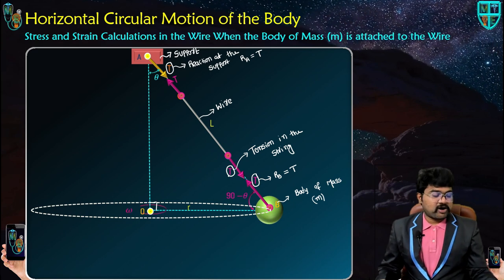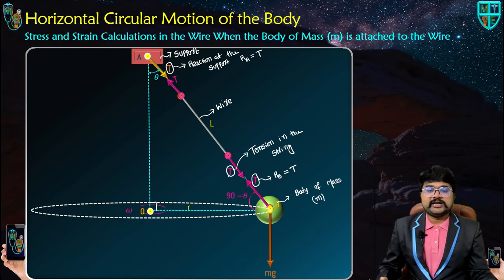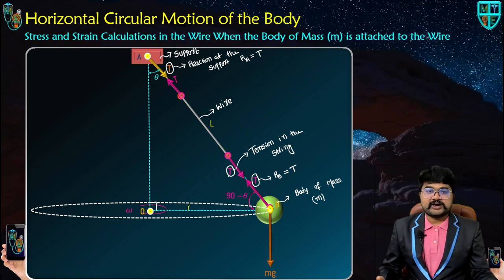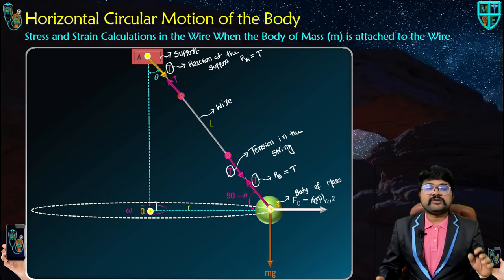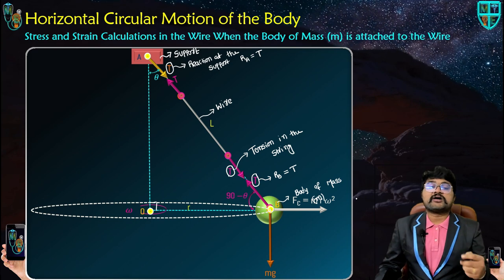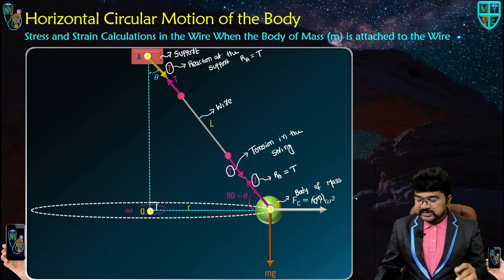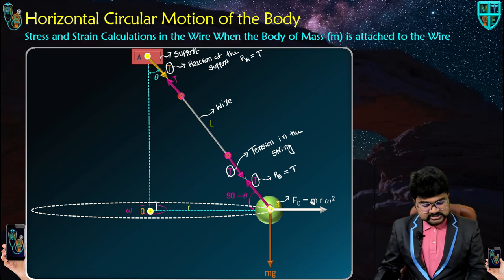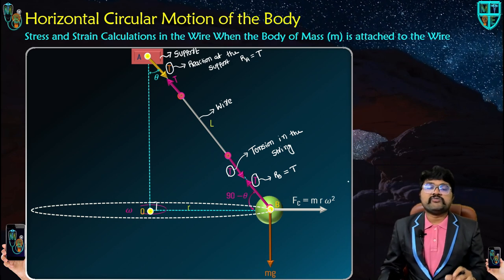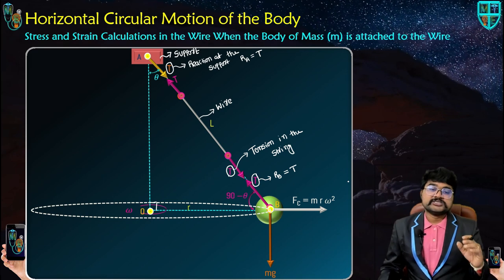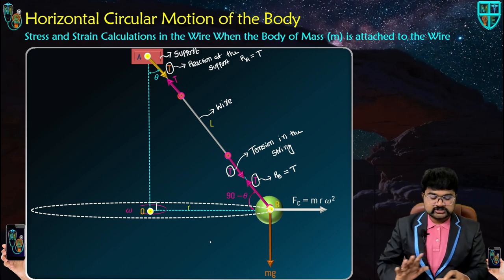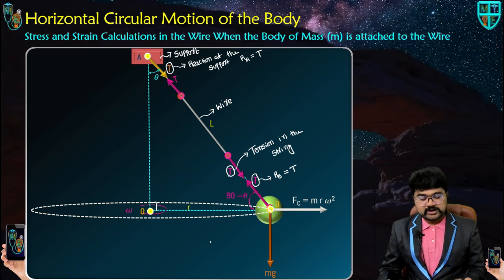Next, weight always acts vertically downward. The weight of the body always acts in the vertically downward direction. Next, centrifugal force always acts away from the center of rotation of the body. This is the mass of the body, M. This is the body. Understood? So this is the free body diagram for the body.